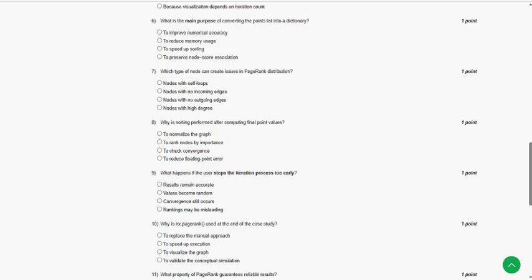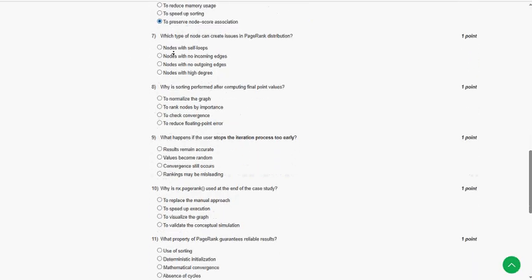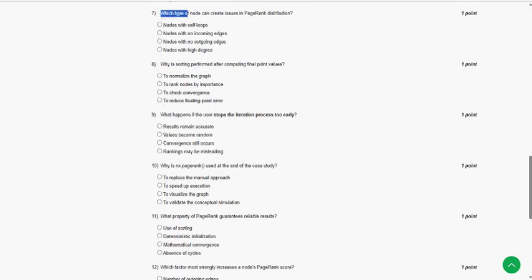Sixth one, what is the main purpose of converting the points list into a dictionary? For the sixth question, the fourth option, to preserve node score association. Which type of node can create issues in page rank distribution? For the seventh question, the third option, nodes with no outgoing edges.